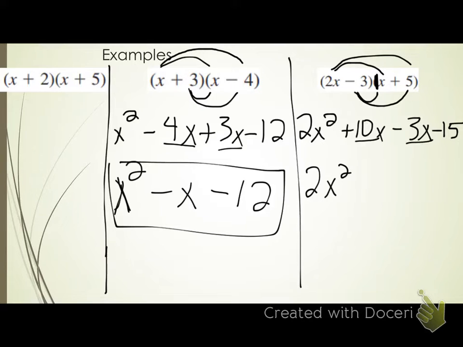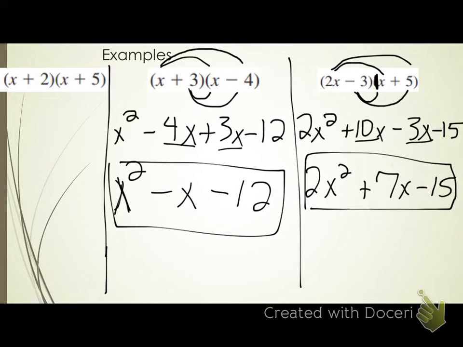I can combine like terms. What's 10x minus 3x? 7x. So I get 2x squared plus 7x minus 15. Is that my final answer? Yes, it is. Where's the 7 from? 10x minus 3x. Combining those like terms.